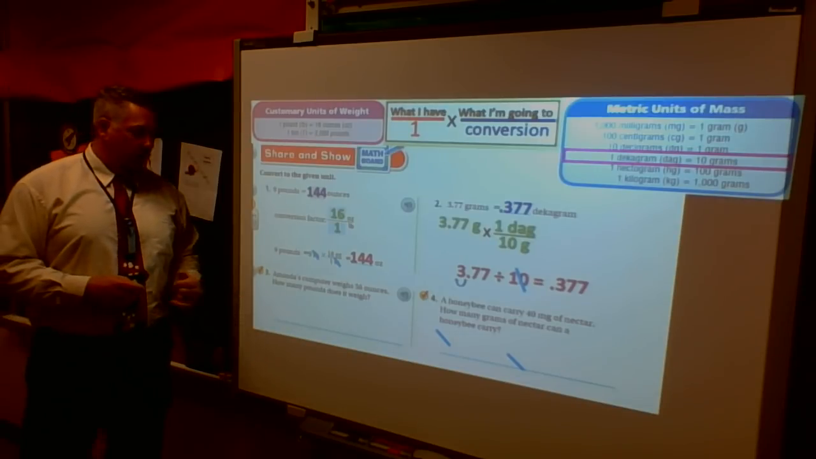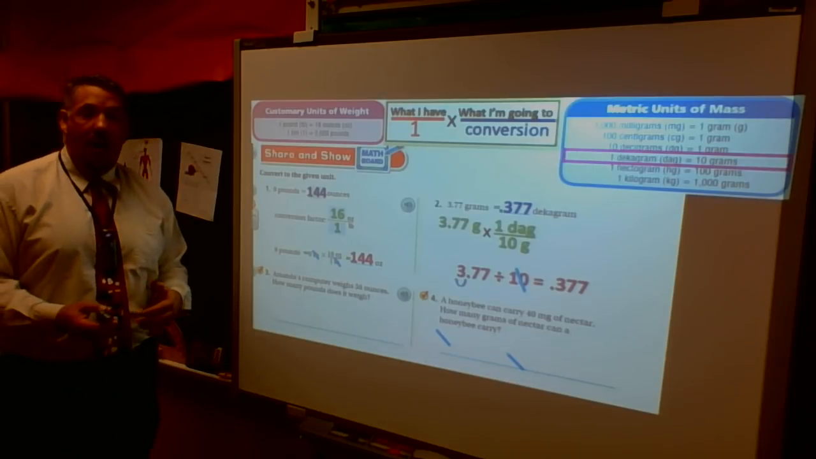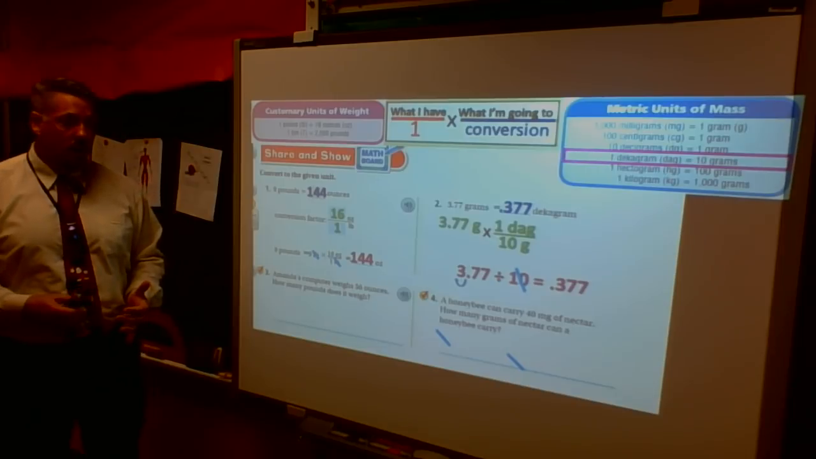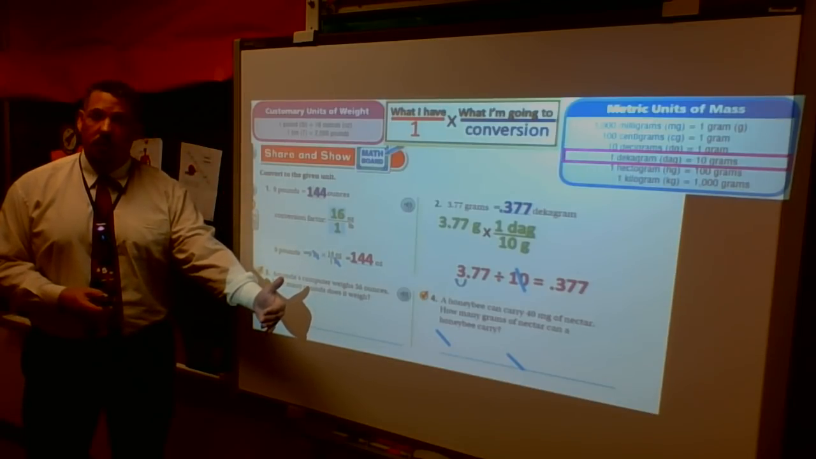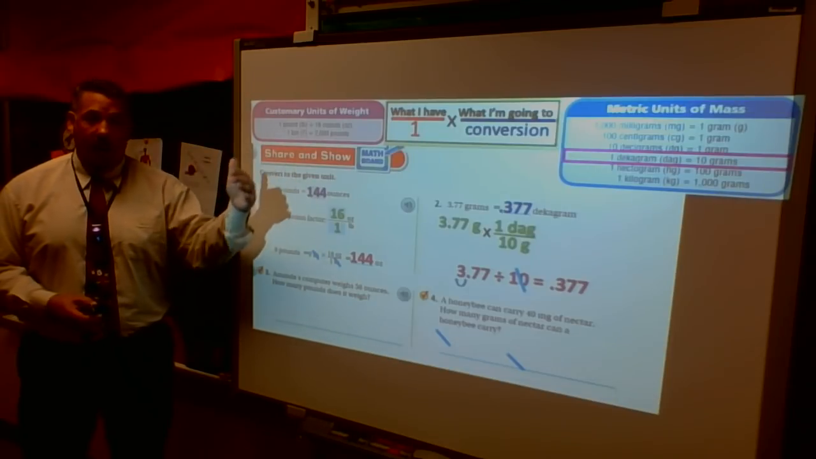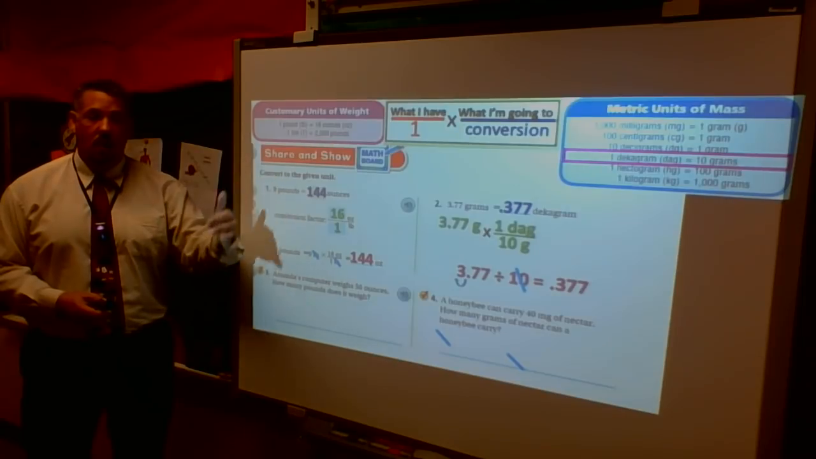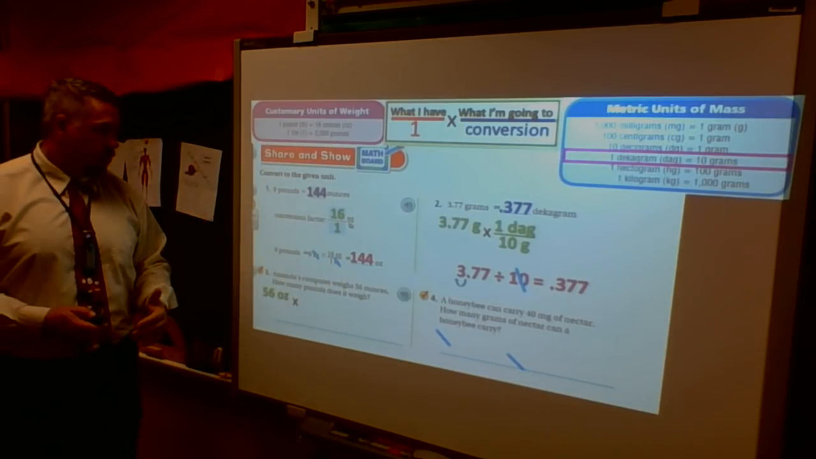On question 3. Amanda's computer weighs 56 ounces. How many pounds does it weigh? So I have to know what conversion rate I'm going to use again. I'm starting with ounces. My ounces has to be on the bottom. What I'm going to has to be on the top. So I know I'm going to change it into pounds. How many pounds are there per ounces? There are 16 ounces per pound.